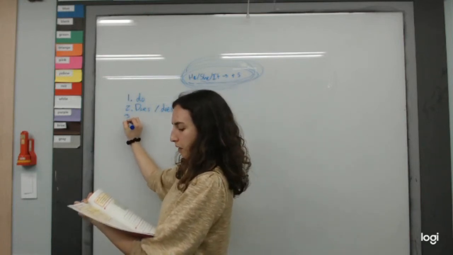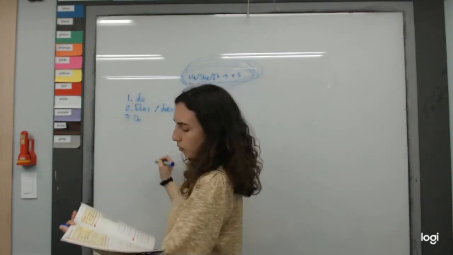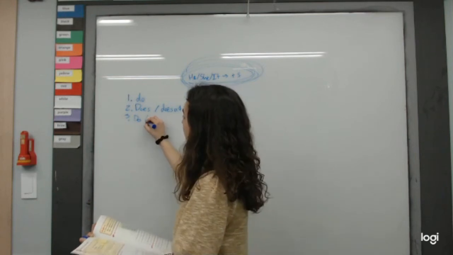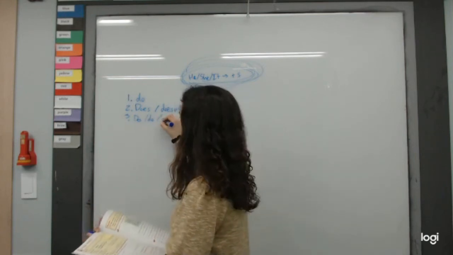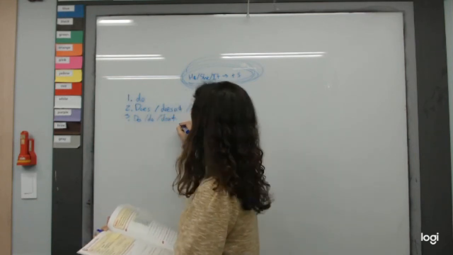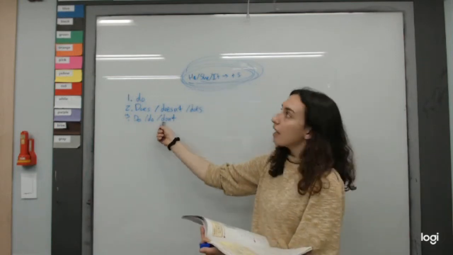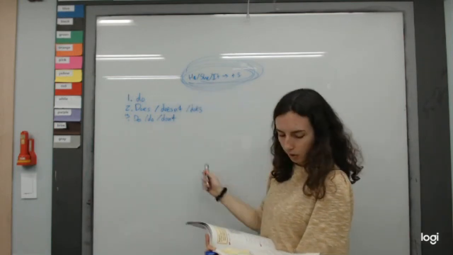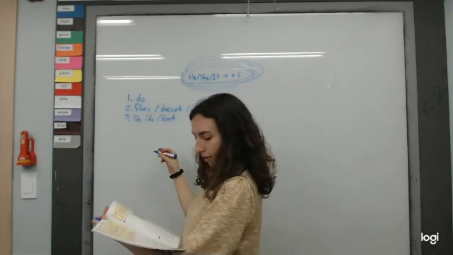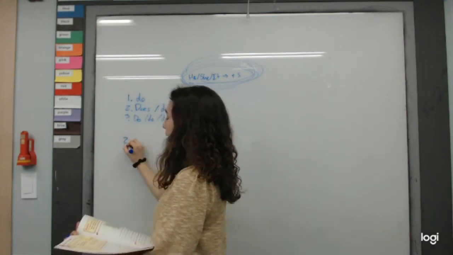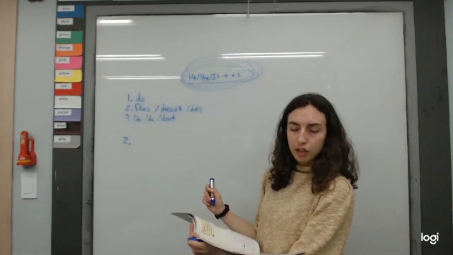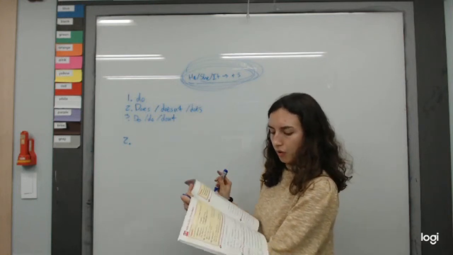Number three, do you like pizza? Yes, I do, but I don't like spaghetti. Here, I is not he, she, it, so no S. Okay, so part two. Here, we need to finish the questions with the good question words.